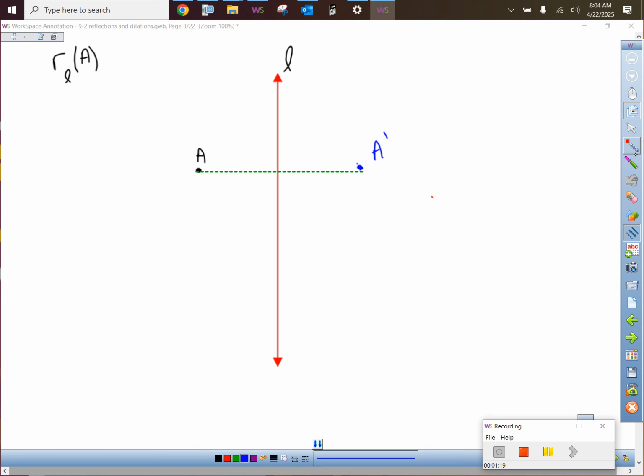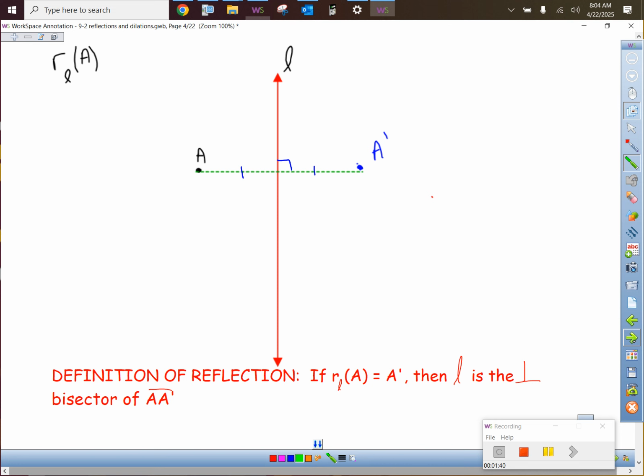Yeah, we got to vote for this angle right here should be perpendicular. How do you feel about that being 90 degrees? And what do you think about this distance in pink compared to this distance in green? They should be the same. If this was 1 inch away from the line, shouldn't it be 1 inch away from the line on the opposite side of it? So that is the definition of reflection, which is definitely on your worksheet at the top.